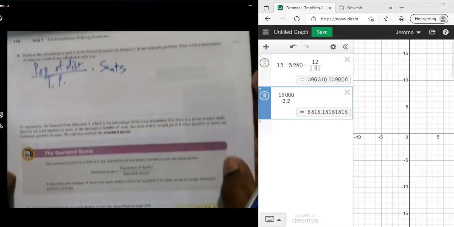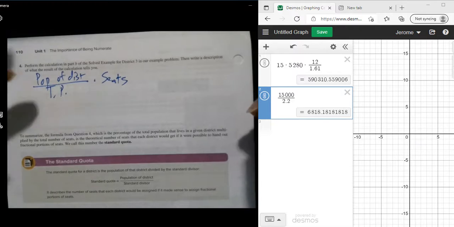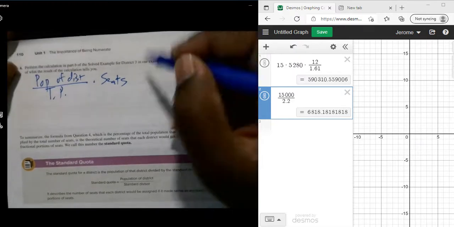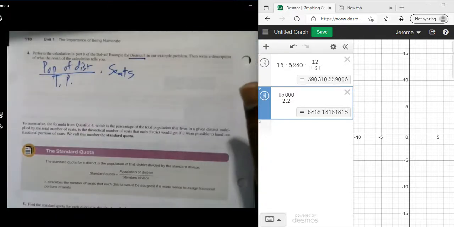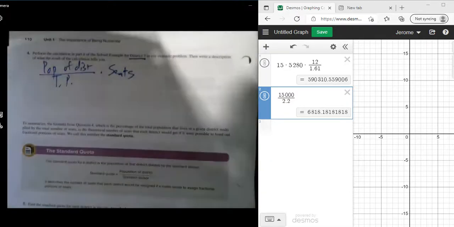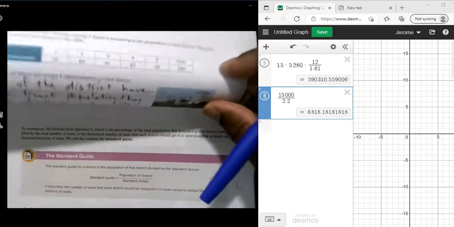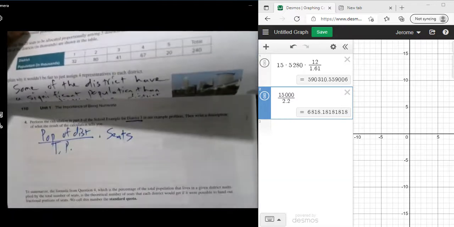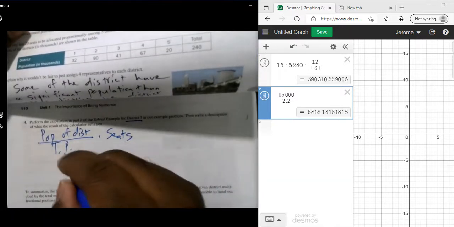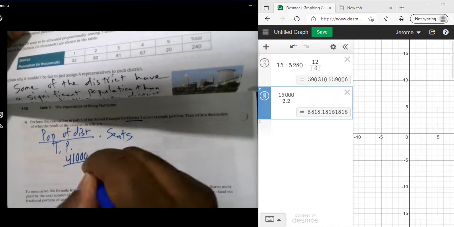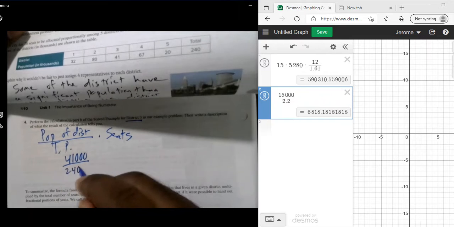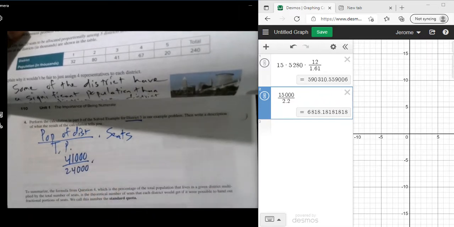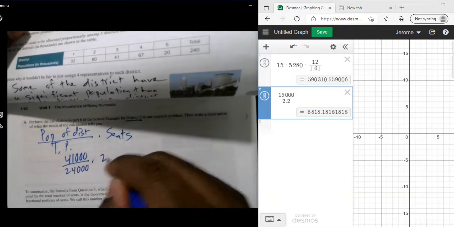Now with number 4, there was one thing that I did not do. We had the population of the district because they wanted us to do District 3. So coming back here, I wish we would have had the table on that same page. So let me see if I could get the table here. Okay, District 3 is 41,000. So the population of the district is 41,000. The total population we know is 240,000. And then we will multiply it by the number of seats, which is 20.